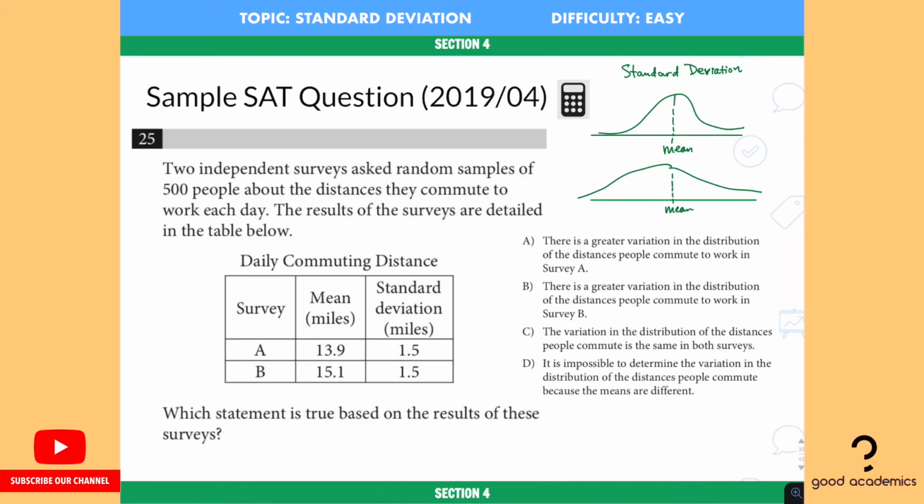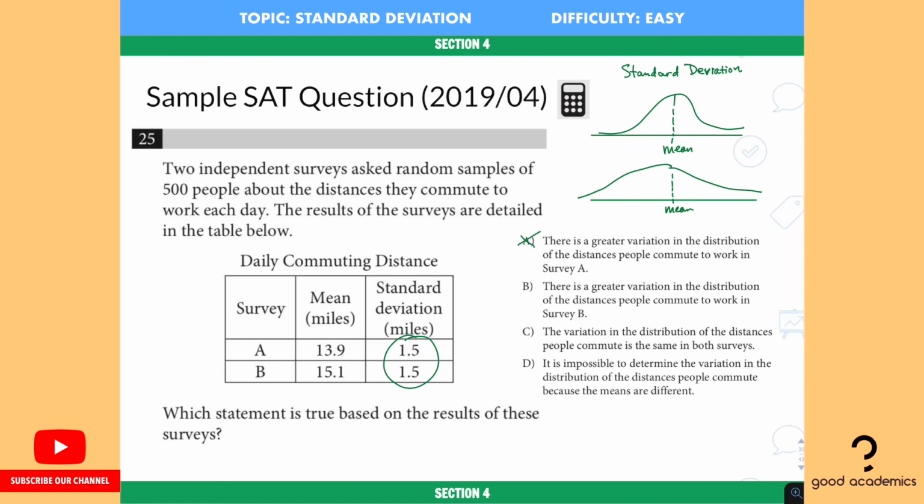Now if you look at the table, you see something very special. It's 1.5 for both survey A and survey B. So we look at the choices and ask, would this lead us to the answer? Choice A says there is a greater variation in the distribution of the distances people commute to work in survey A. Well, not really, because the variation is actually the same.